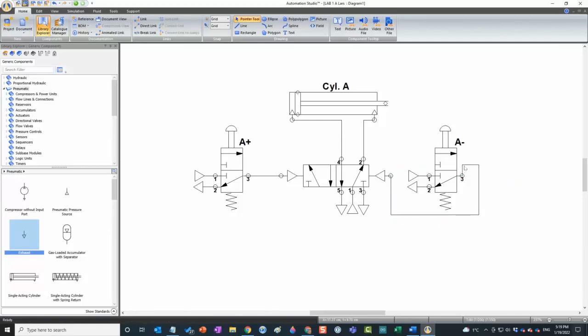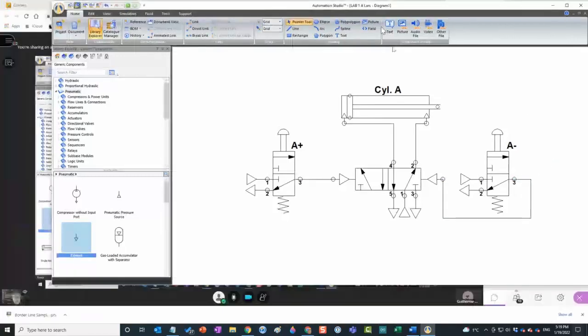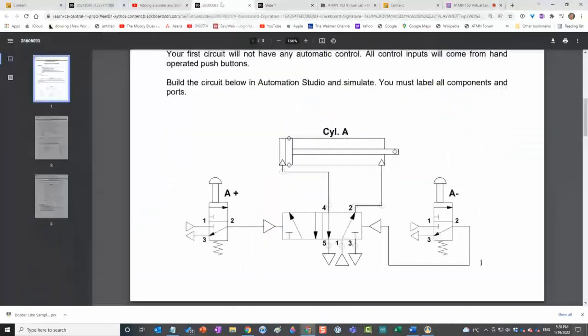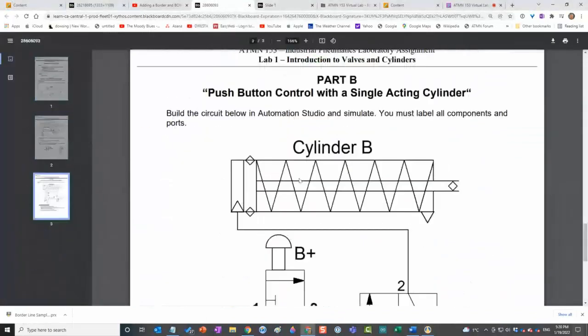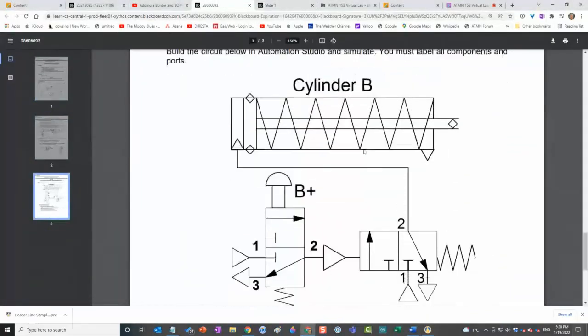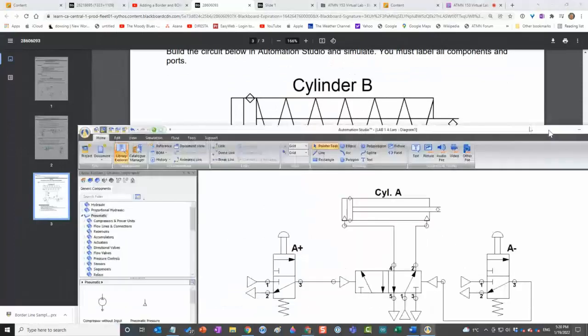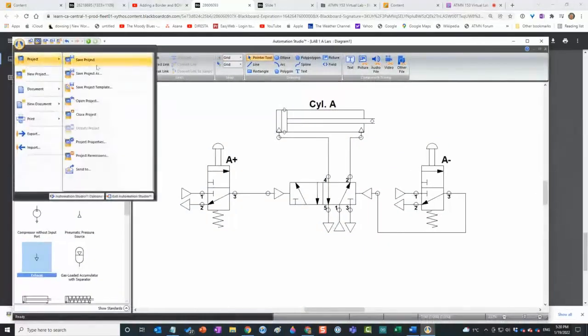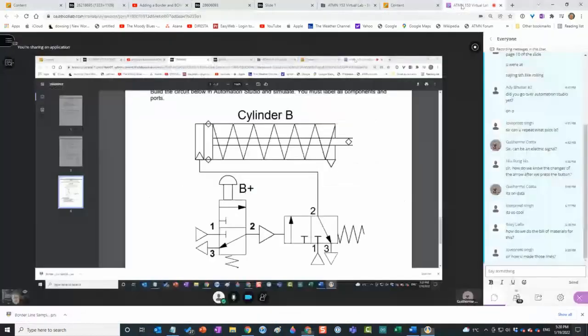I'm going to use this exact one for all of my circuits. So I'm going to do this. I'm going to do part B, and I'll do it in just a second. Watch this, this is really cool. Now, I've already saved this. I'm just going to say project, save project, okay?